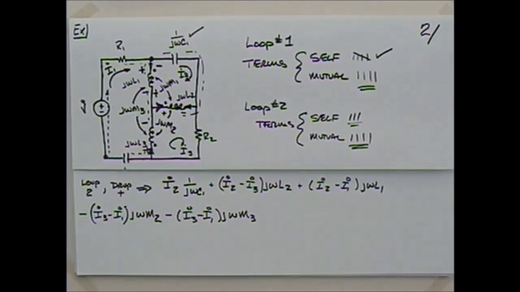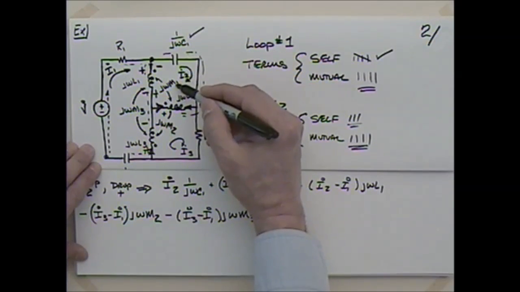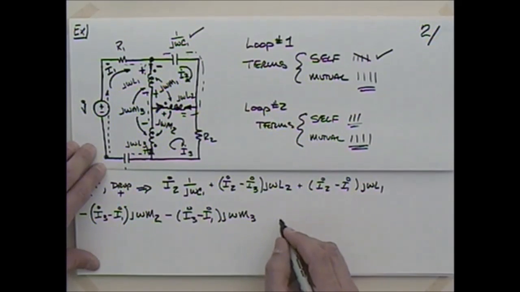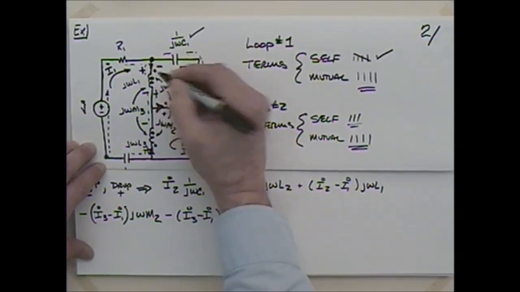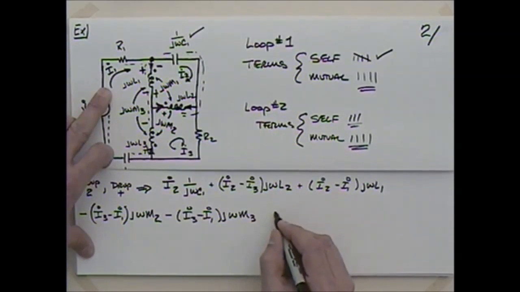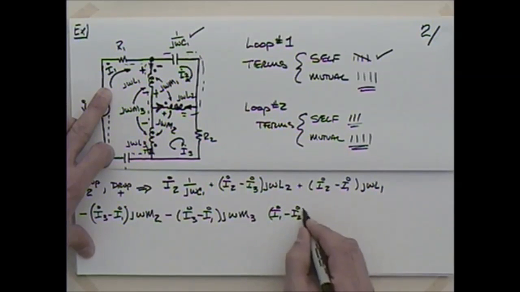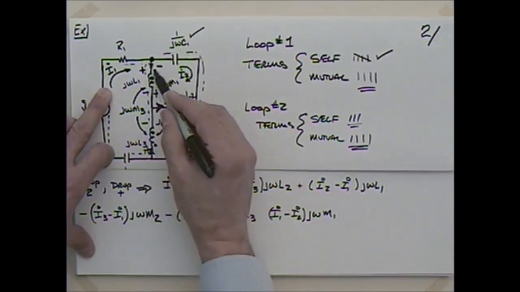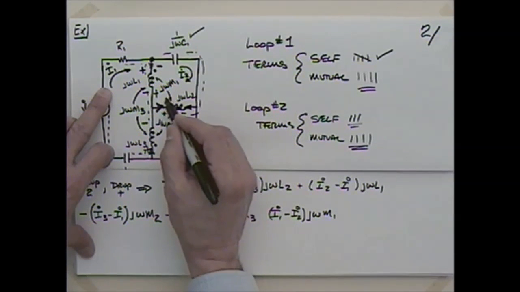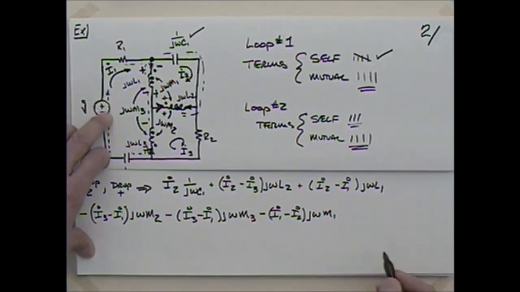Good so far? So now we just have to do the business with this j omega M1. Everything else is going to have a j omega M1 in it. So let's talk about the current going into this dot. We could talk about I1 minus I2. That'll be j omega M1. That goes into this dot, so it's inducing a voltage here that is positive. So that was a gain, so that should be negative.